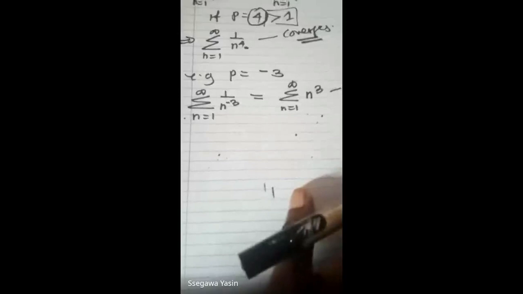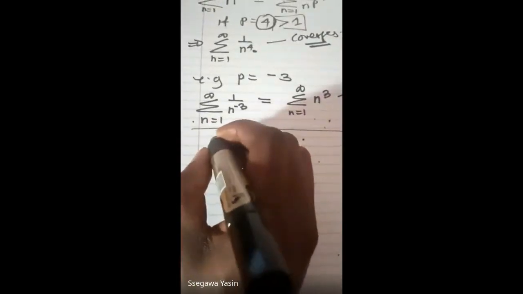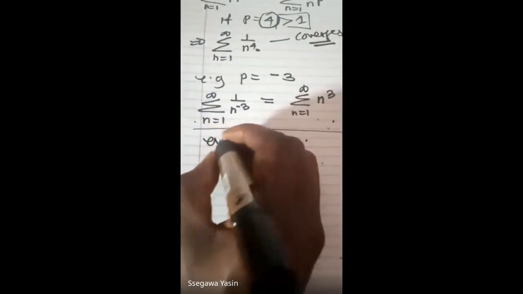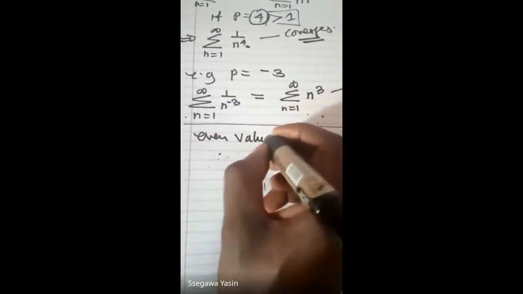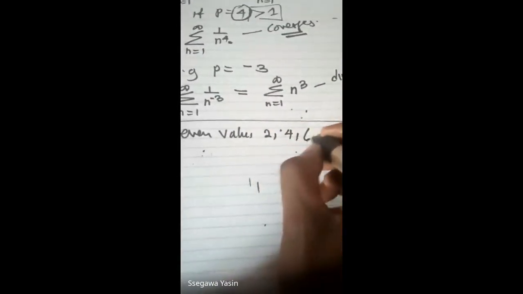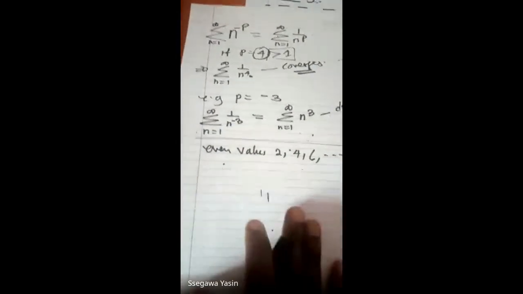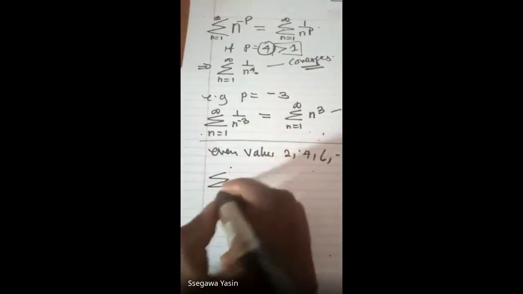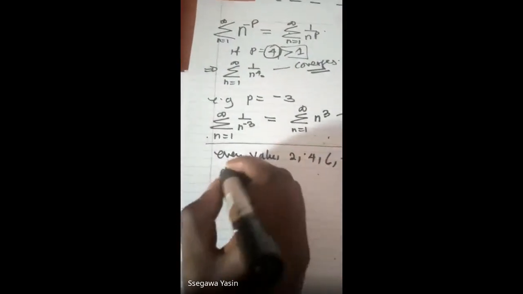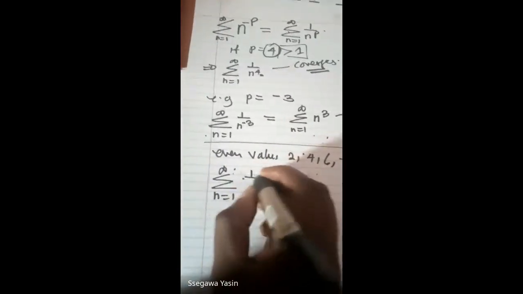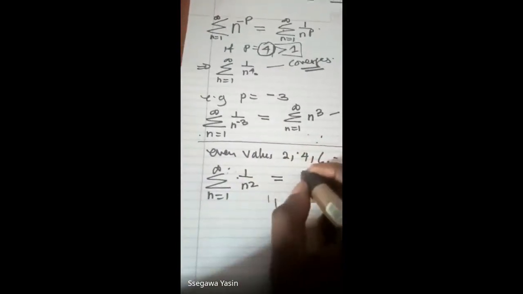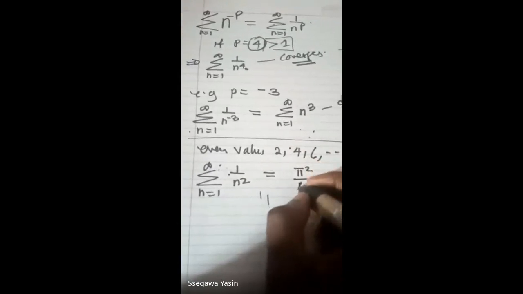So I was still telling you that we have some special formula, or special values, when we are dealing with even values, like 2, 4, 6, like that. Those are even values. Already some formulas are fixed, so we have to just pick them and get used to them. If you are summing from n equal to 1 to infinity of 1 over n squared, this answer will be the same as pi squared over 6.